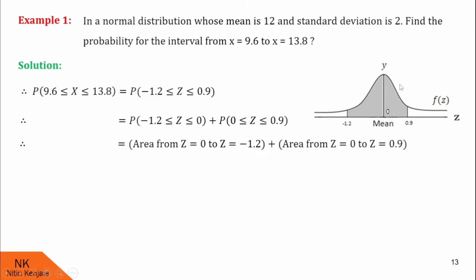But since this curve is symmetric about z is equal to 0, area from z is equal to 0 to minus 1.2 is same as area from z is equal to 0 to 1.2. So instead of calculating area from 0 to minus 1.2, we will calculate area from 0 to 1.2. This term will remain as it is. Now to calculate area from z is equal to 0 to 1.2, we will use standard normal distribution table.